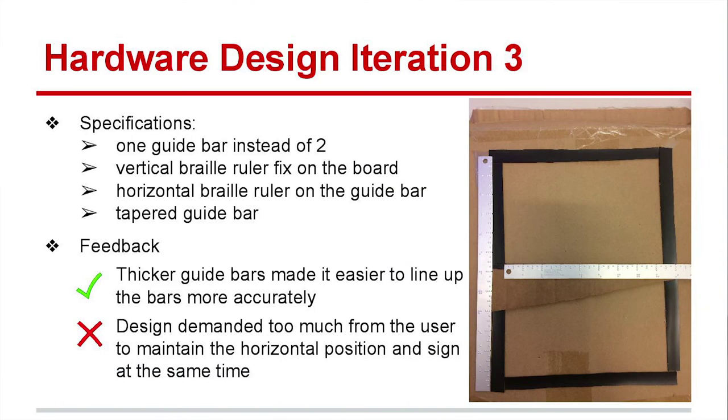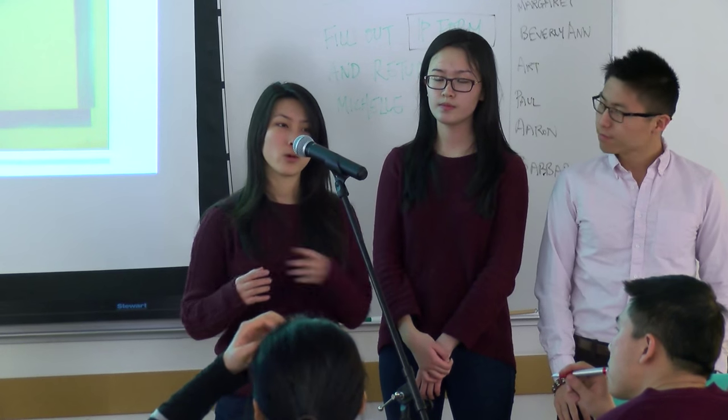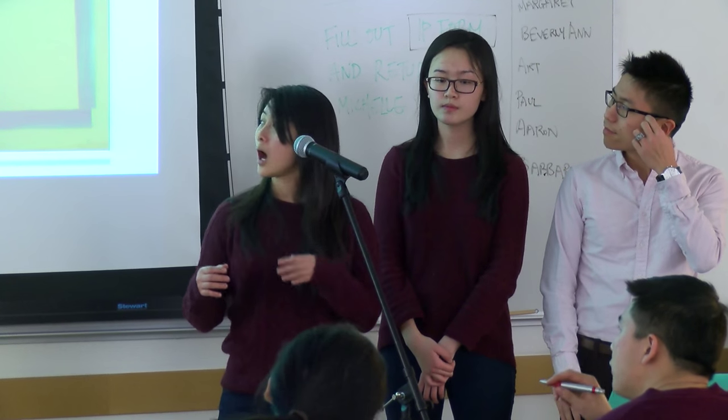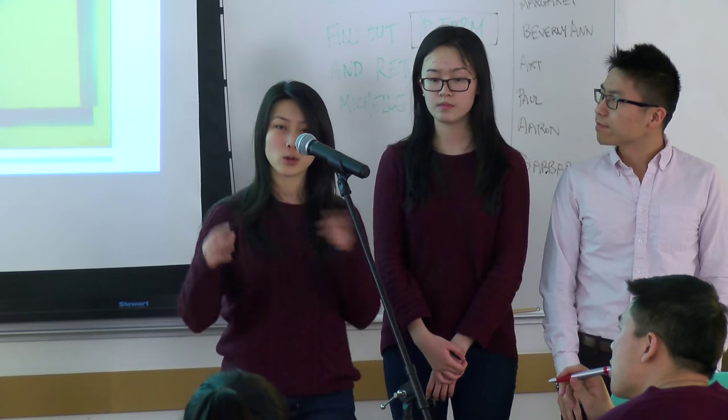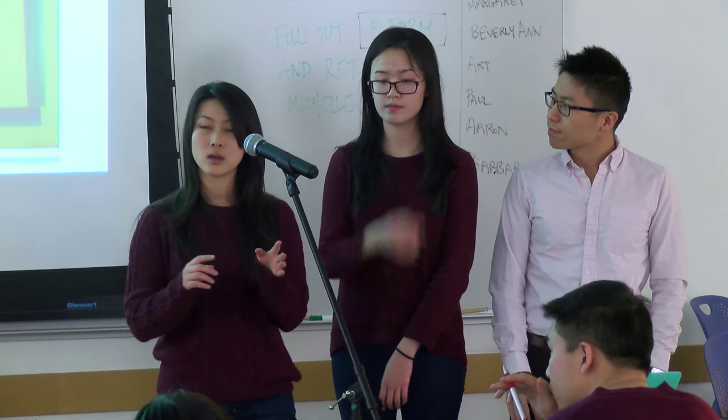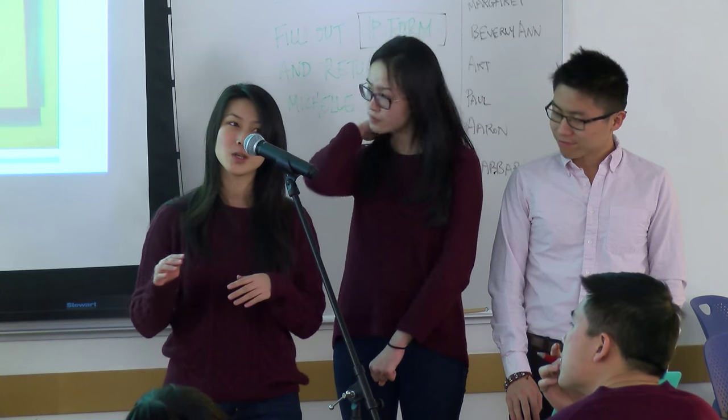So this is our third design. We took Jeffrey's advice and made the board a lot bigger because he wanted to have shoulders, so that if, for example, he needed to sign really close to the edge of the paper, we would be able to move the rail to that. For the third design, we wanted to do something different, and we added the Braille ruler onto the horizontal guide bar so that after he finds the vertical position, he can simply move his hand along the Braille ruler on the horizontal bar to figure out the X part, the horizontal position of it.